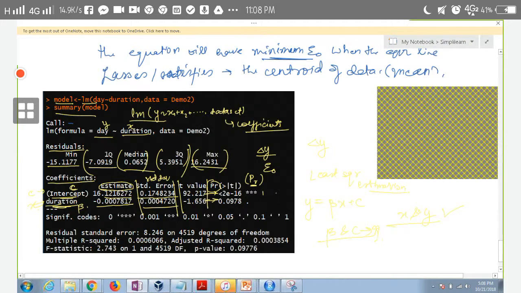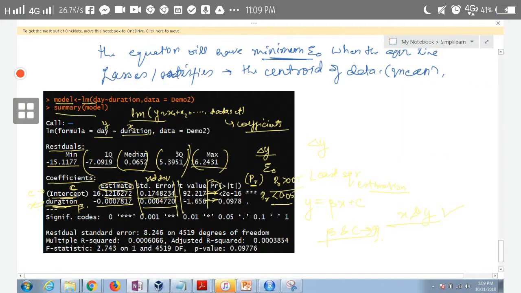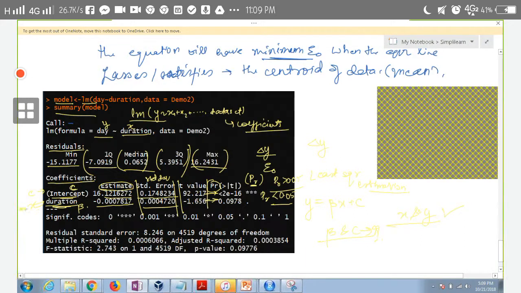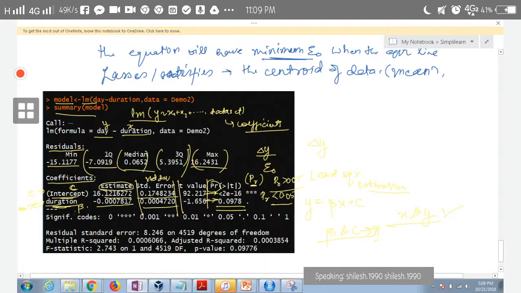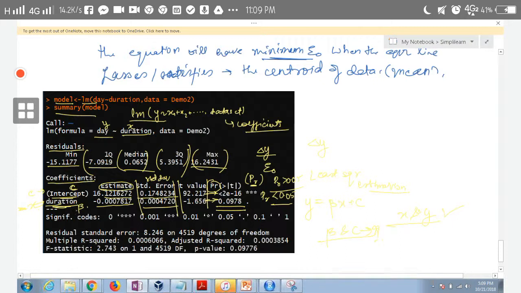This PR should always be less than 0.05. If it is greater than 0.05, then it means that that particular variable is not significant for this model. So remove it. We'll see it further today. So this is greater than 0.05. Yes, so duration has got no significance for day. So duration and days are not related to each other.